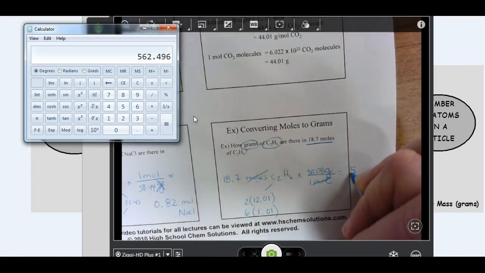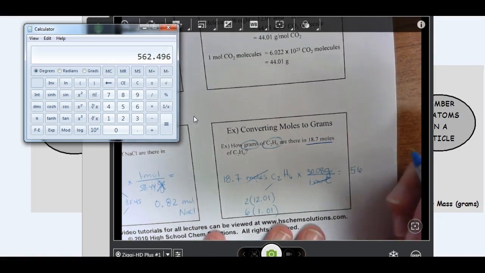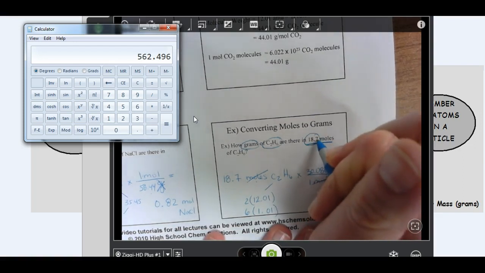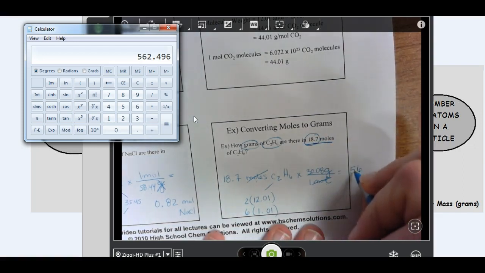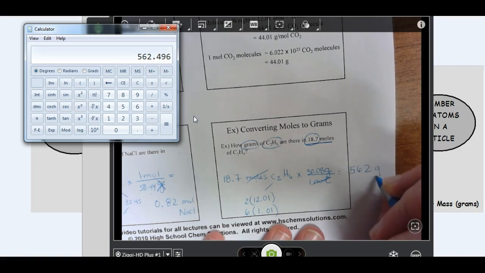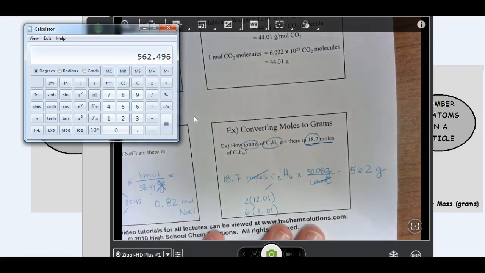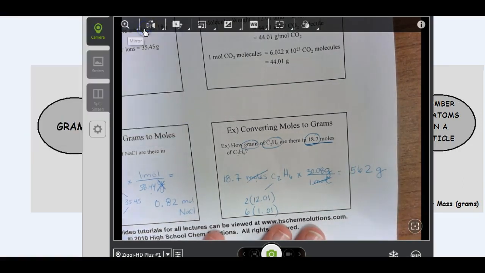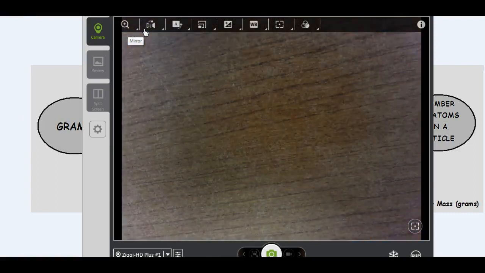That's going to be 560. Look here, they gave me 1, 2, 3 digits, so I'm going to answer with 3. 562 grams. All right, let's go to the back.